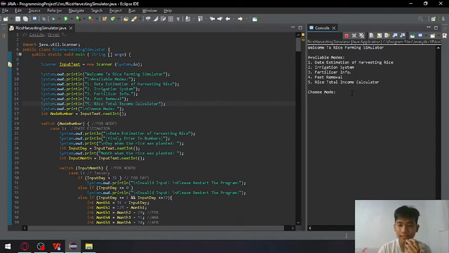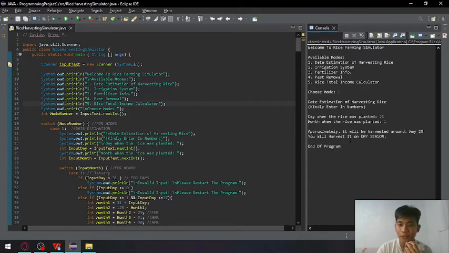So ngayon po, isi-try po natin yung first mode, which we will type number 1 in the keyboard. Let's press enter. So mapiprint po yung date estimation of harvesting the rice. So naka-indicate naman po dito kung na kailangan po nating mag-enter in numbers. So the first question asked by the program was the day when the rice was planted. So for instance po is nagplant po tayo ng ika-25th ng January. So mapiprint po is approximately it will be harvested around May 29. You will harvest it on dry season.